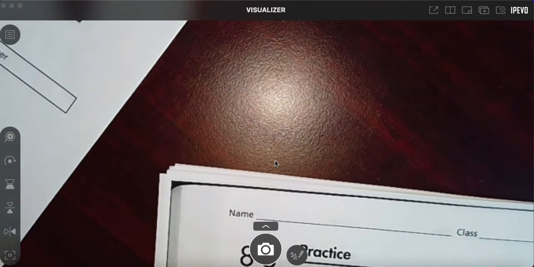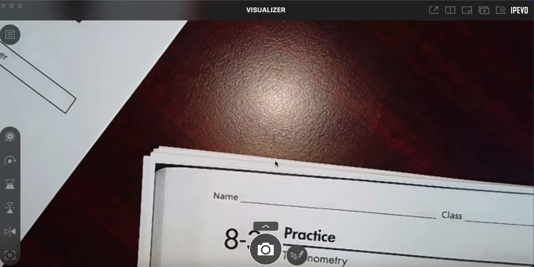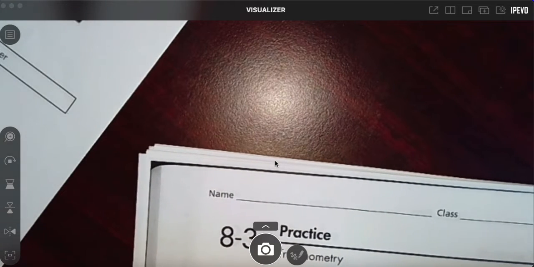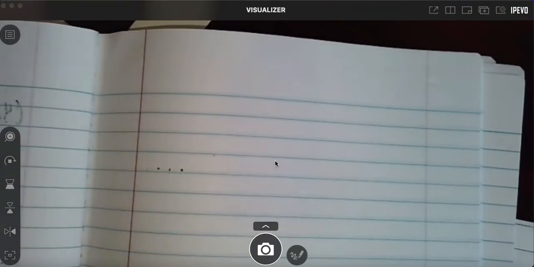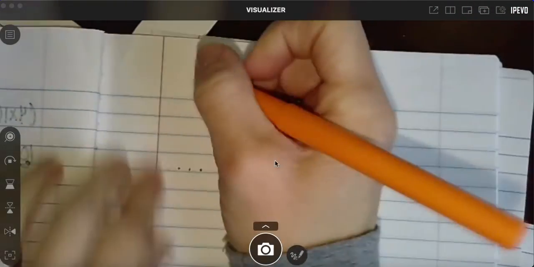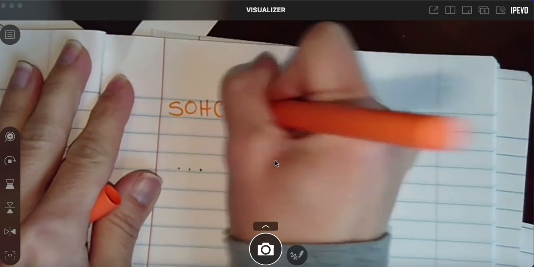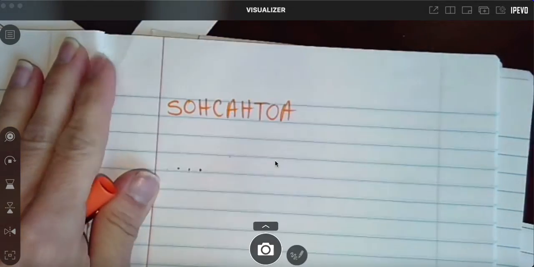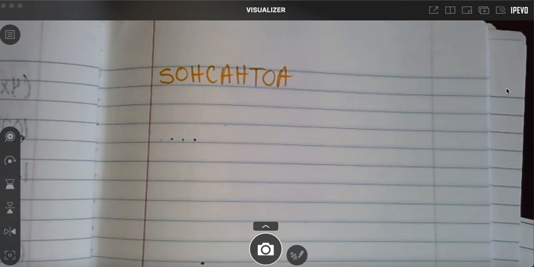SOHCAHTOA, this is how you will remember which one's opposite and adjacent and hypotenuse. Let me get my page out. It's this little word right here. SOHCAHTOA. So for ACT or any kind of testing purposes, if you're doing right triangle trig, that's the word you need to know.